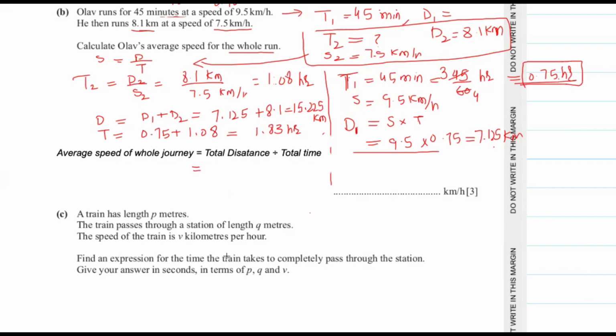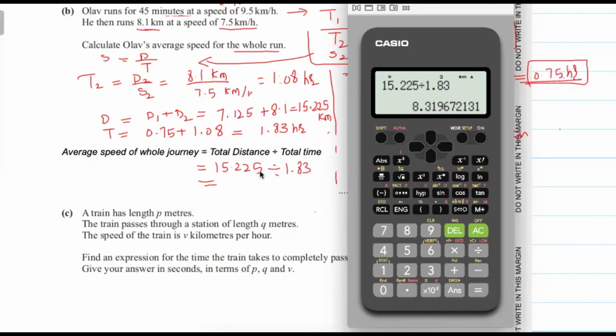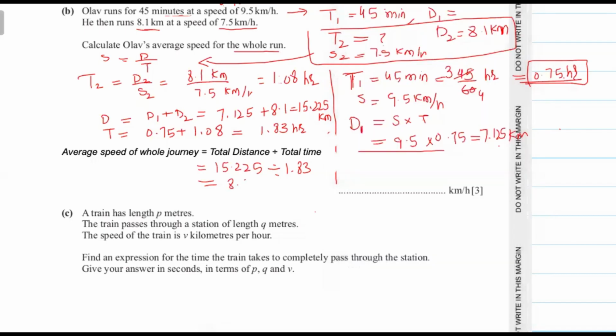The total distance here is 15.225 divided by total time 1.83, and this will be equal to 8.3196. 8.319, we can write this 8.32 kilometer per hour, and this is the answer.